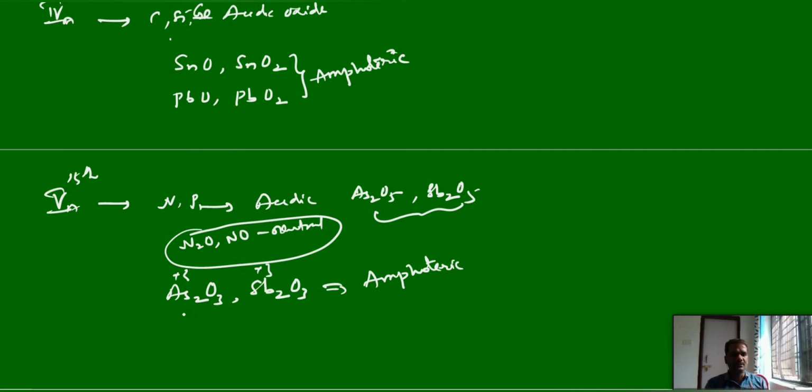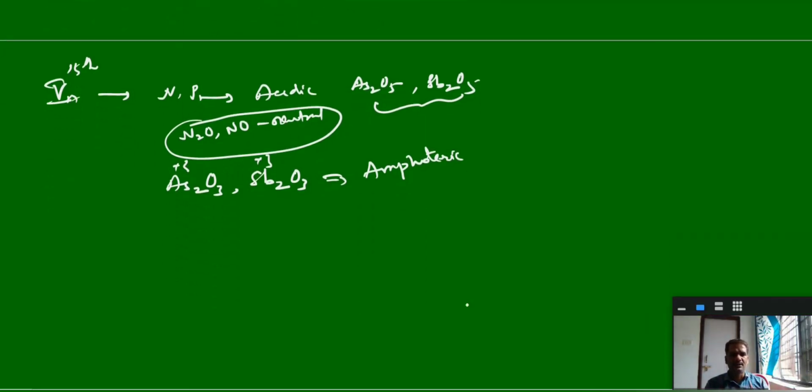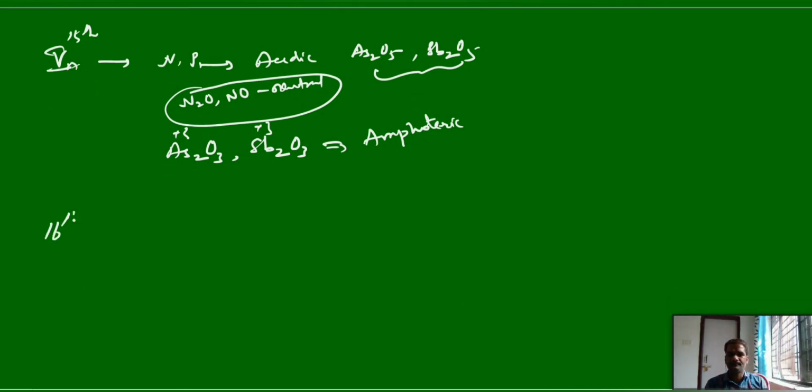Next, bismuth. Bismuth in the +3 oxidation state is basic, but in the +5 oxidation state it is acidic in nature. But our main focus is amphoteric. Next, the 16th group: oxygen, sulfur, selenium, tellurium. Only tellurium forms an amphoteric oxide. The remaining, oxygen, sulfur, selenium, are non-metals, and non-metals form acidic oxides.